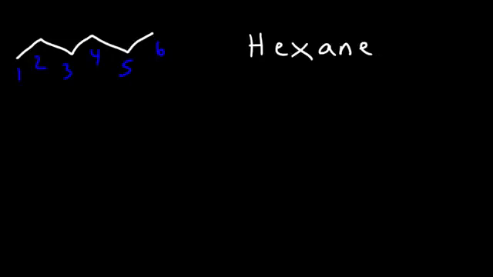10 is decane. Now what about this example? How can we name this particular alkane? The first thing you want to do is count the number of carbon atoms in the parent chain, or the longest chain.